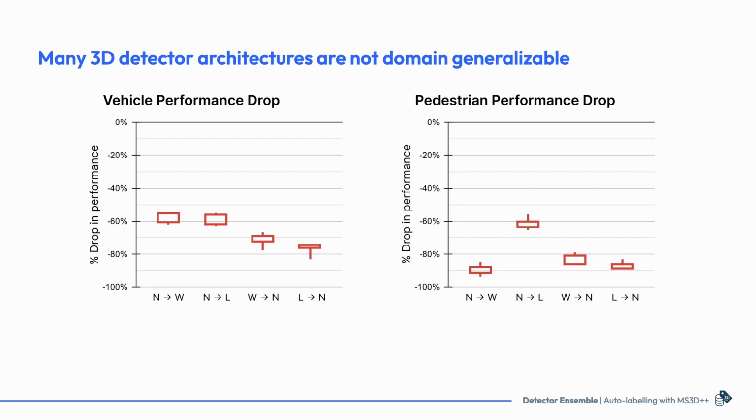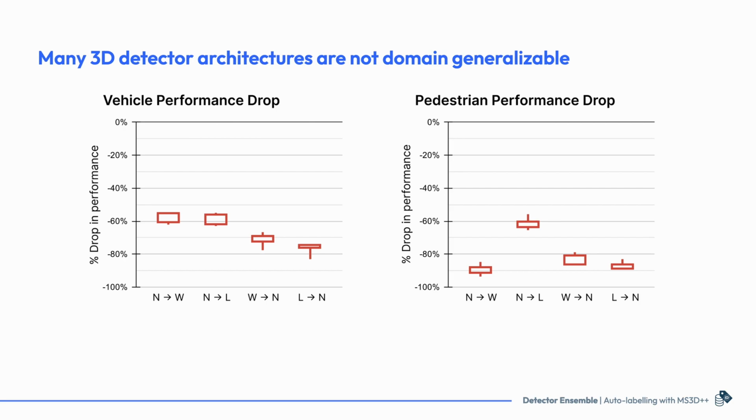And then we wondered, are there 3D detector architectures that are actually domain generalizable? So we tested a whole bunch of different detectors that are point-voxel or just voxel based, and we found that they're actually all kind of similar in how much their performance drops. If you look at these box plots, they're not very varied at all. Most of them drop by a similar amount.